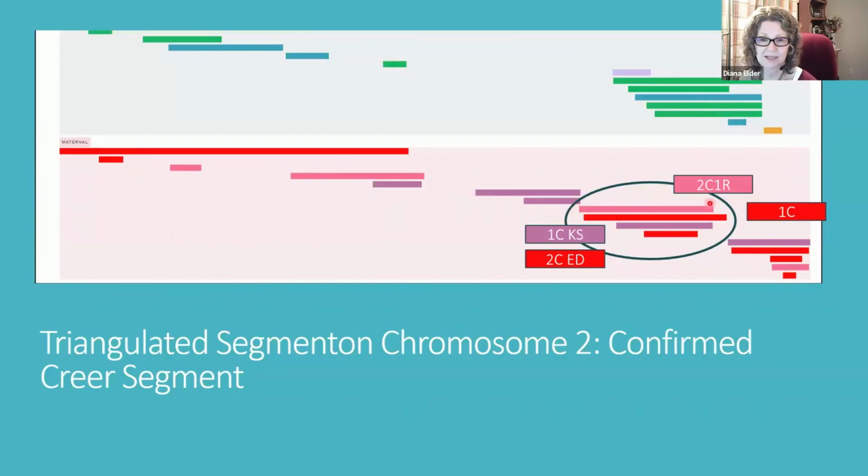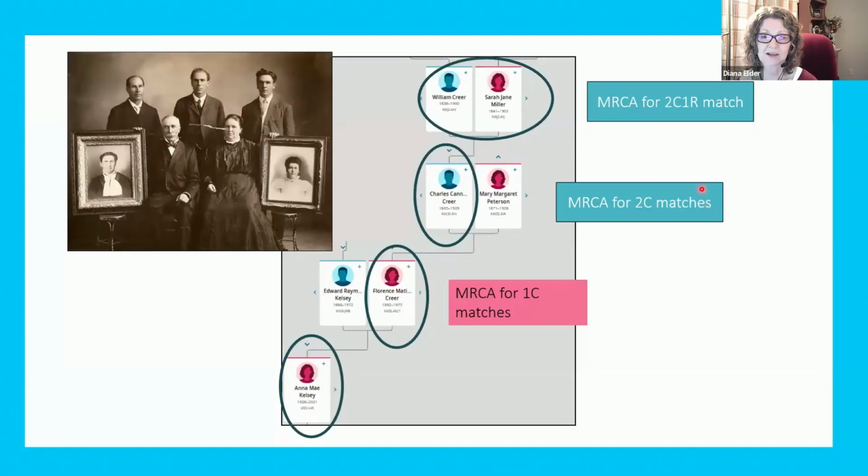And when I researched him, I found that he actually comes up another level, and he is through the William Creer and Sarah Jane Miller family. So now I know that this segment is coming through the Creers. It could have been coming through Mary Margaret Peterson, in which case I maybe would have matches to the Petersons up here. But I've got matches to the Creers. So I know that segment is either through William or Sarah Jane.